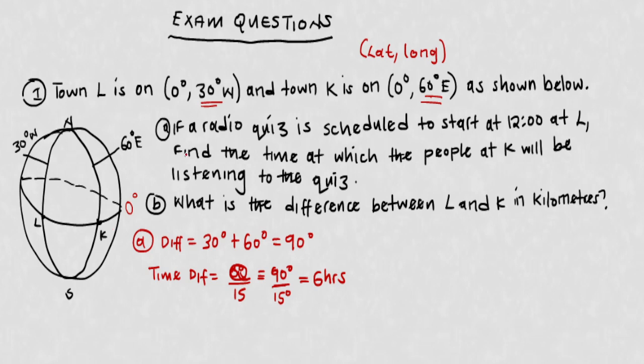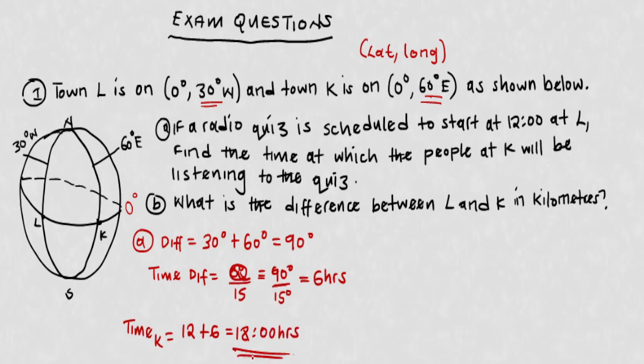To get the time at K now, I'm going to say time at K will be equal to 12 hours plus 6 hours. So what is 12 plus 6 hours? 12 plus 6, we get 18. So the final answer will be equal to 18 hours.